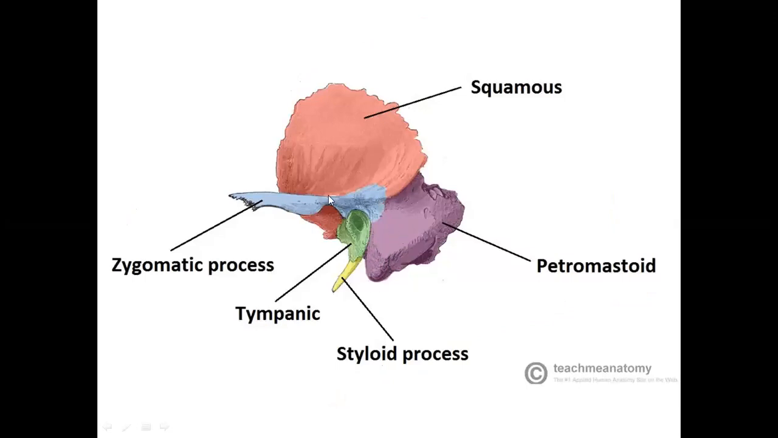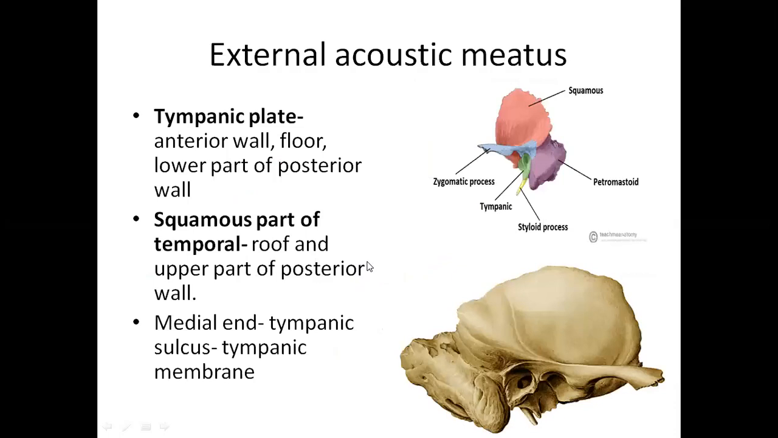Okay, this is the zygomatic process. Squamous part of the temporal bone. This is the tympanic part of the temporal bone. Styloid process. We have the pteromastoid area. Okay, now coming to external acoustic meatus. What did I say about the external acoustic meatus?